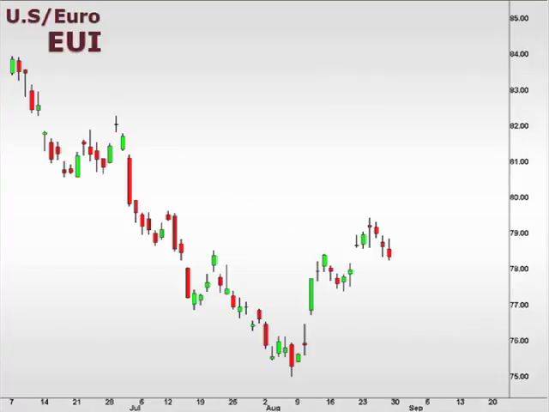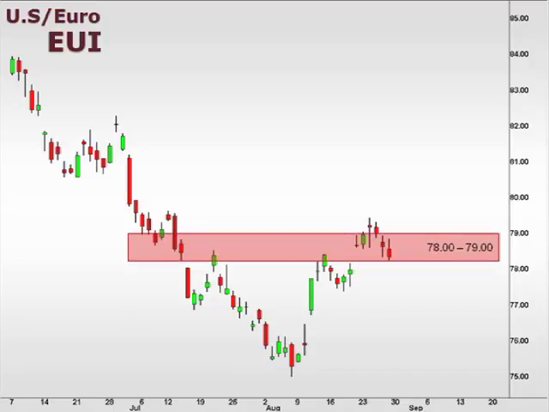Now, the EUI, the U.S. versus the euro, the EUI slid deeper into our 78-79 focal zone. Now, support here and a break above 79 opens the window for a push into the 80-81 box.